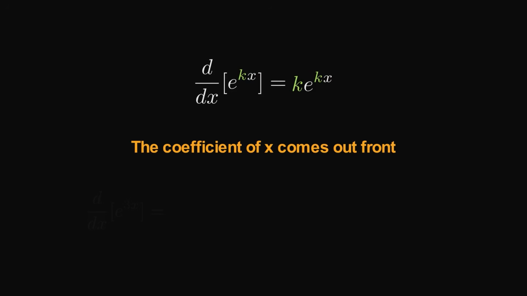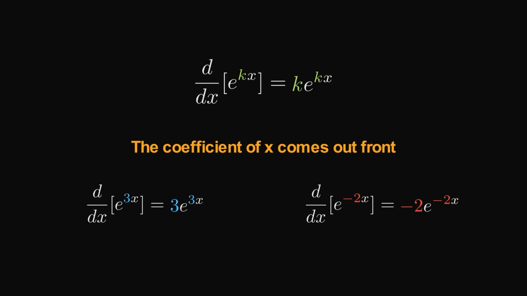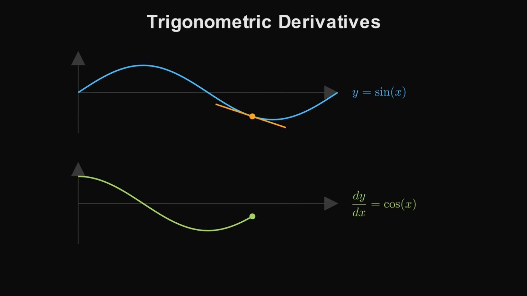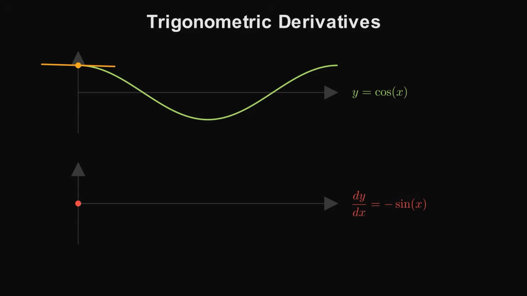So the chain rule is technically at play here, and we'll cover that properly in part 2, but for now just remember the coefficient of x comes out front. Okay, now for trigonometric functions, we know that d dx of sine x is equal to cosine x. And meanwhile, d dx of cosine x is equal to negative sine x.